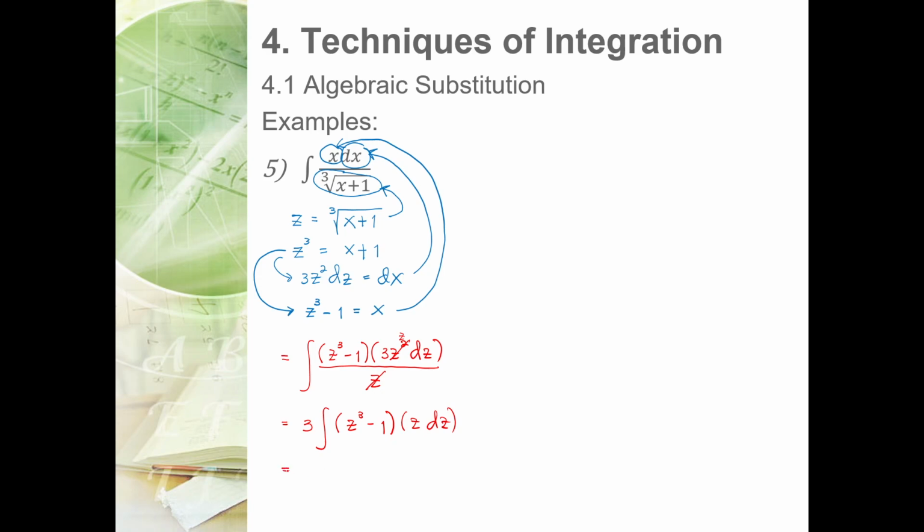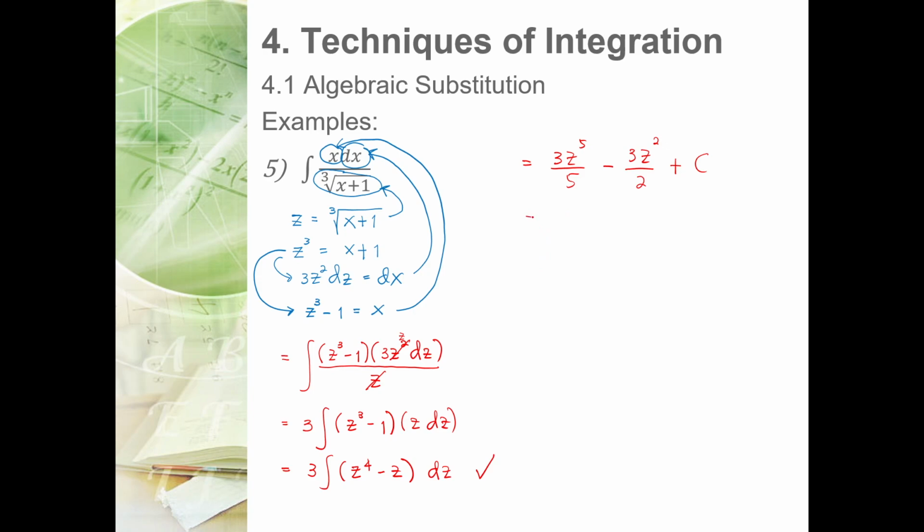Multiplying, or distributing z to each term in the binomial, this becomes z to the fourth minus z dz. With that simple equation, we can integrate immediately. That will be 3z to the fifth all over 5 minus 3z squared all over 2 plus c.